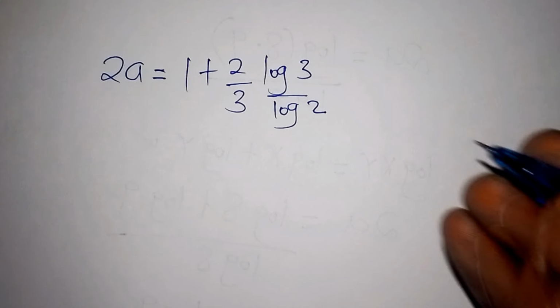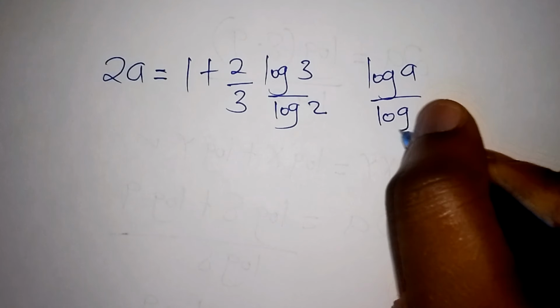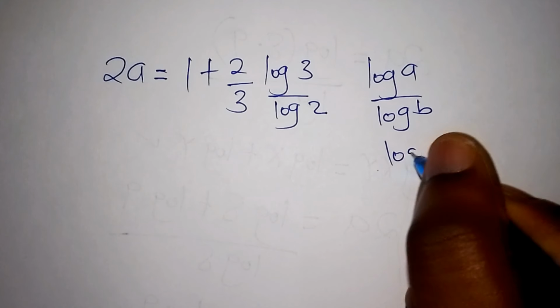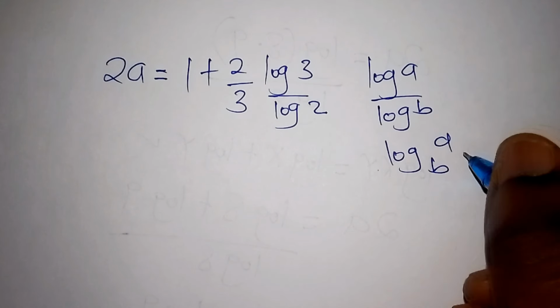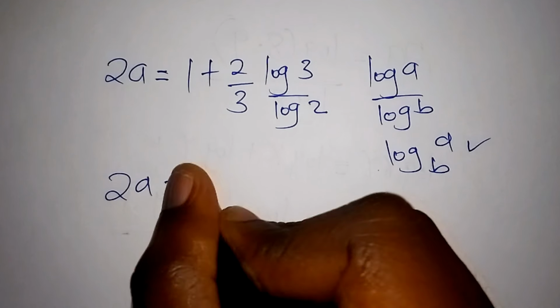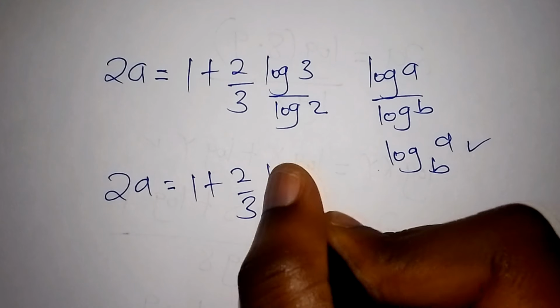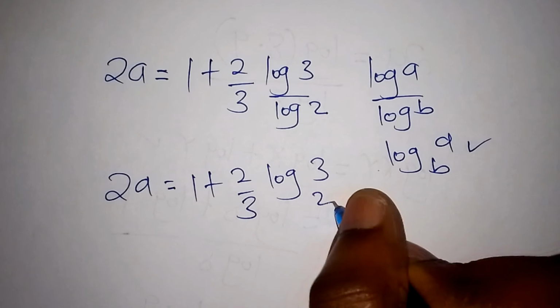Assuming that we have the log of a all over the log of b, this can also be written as the log of a to the base of b. So here we say that our 2a is equal to 1 plus 2 over 3, the log of 3 to the base of 2.